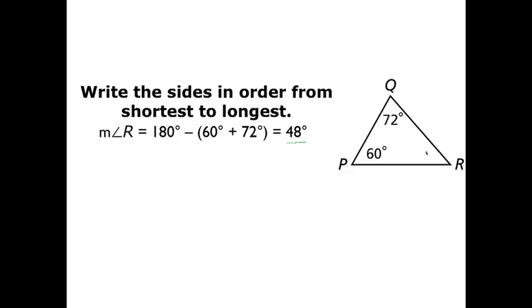And now I know that if angle R is 48 degrees, it is the smallest angle in this triangle, which means the side opposite that angle, in this case PQ, is the smallest side. So PQ is the smallest side. But I should also notice that Q, measuring 72, is the biggest angle. So the biggest side is going to be the one opposite the biggest angle, 72, and that's going to be side PR. So PQ is my shortest side, PR is my largest side.